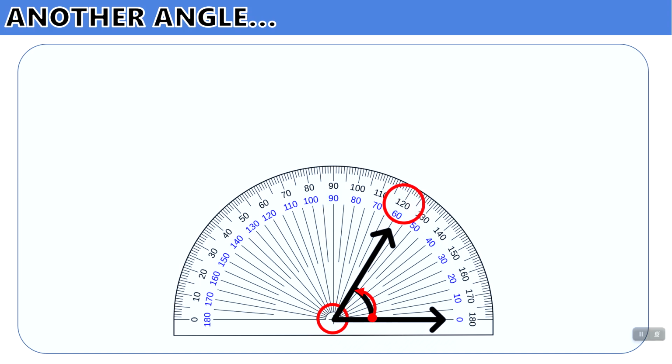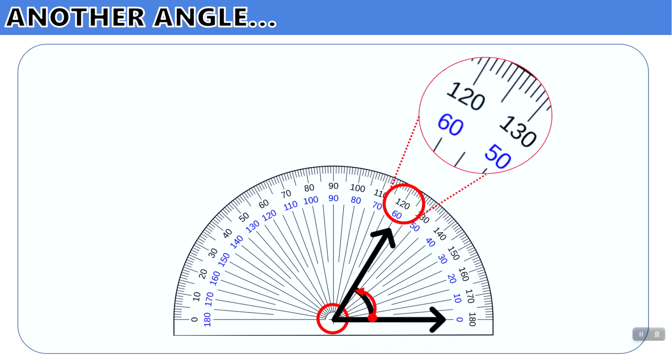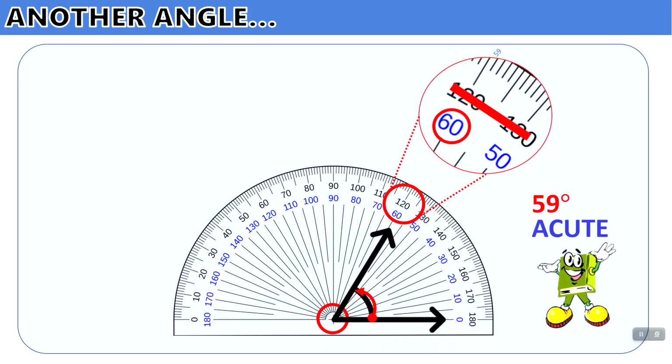We take the reading, we expand that out again, and notice again 120 and 60, 130 and 50. Which scale do we use? Well, we know we're using the inside scale, which is the blue scale. So we will cross out the black numbers and determine where the ray is pointing exactly. If you look at it very carefully, it is not quite at 60, and so the number right before 60 is 59. So this angle is 59 degrees. We know that's an acute angle.